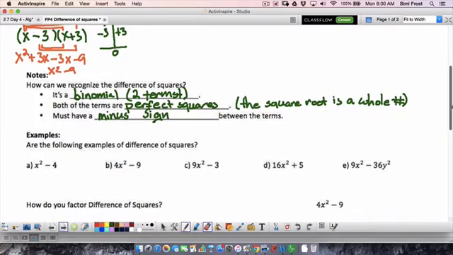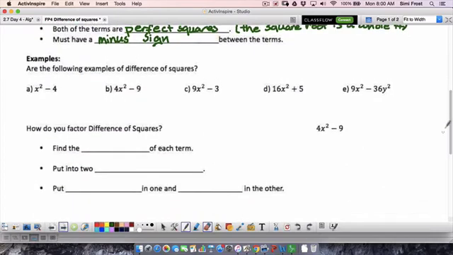So we're going to jump into some examples here. Are the following examples of difference of squares? Well, it needs to be a binomial. If we just glance down here, they're all binomials that I gave you. And now the two terms need to be perfect squares. So x squared is a perfect square, because if I take the square root, it would just be x. And 4 is a perfect square. And there's a minus sign between the two. So this one, yes. And we're going to get into factoring them in just a little bit.